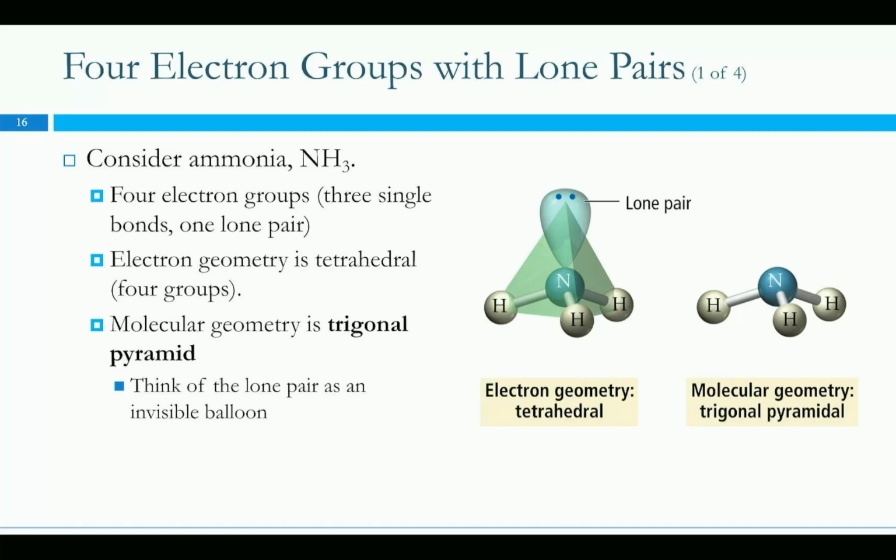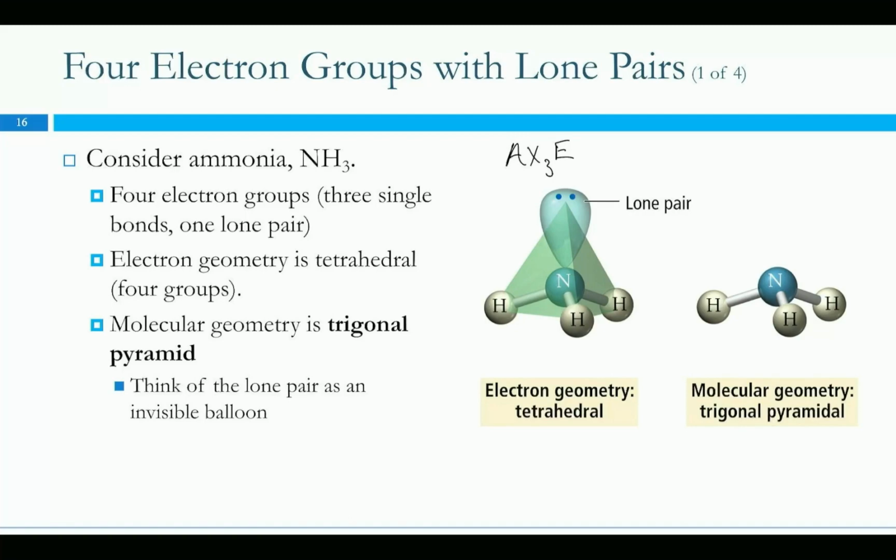So 4 electron groups with a lone pair. What would be the AXE notation for this molecule? Yeah, AX3E1: 3 bonding groups, 1 lone pair. And then the total of X plus E is going to be 4. So the basic shape is tetrahedral. So the electron geometry is tetrahedral.